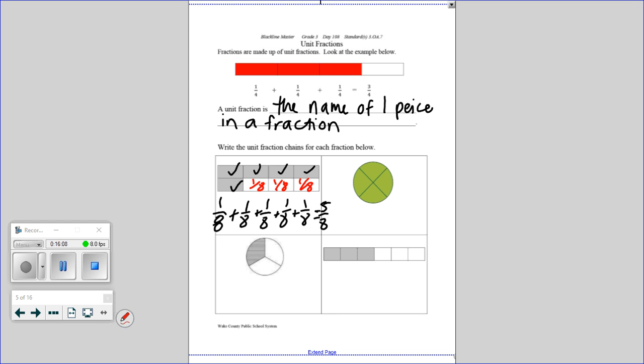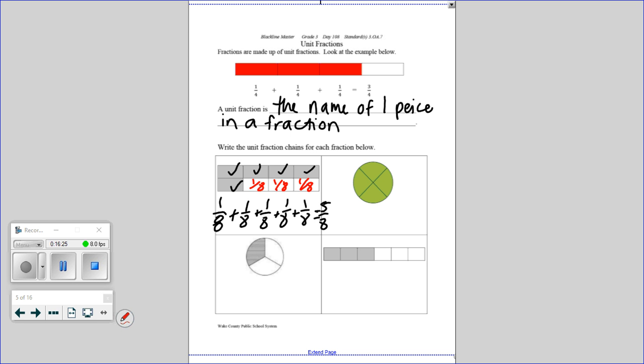By the time I get to 0, you need your circle model drawn, broken into fourths. 5, 4, 3, 2, 1. Done. 0. All right, let's make our unit fraction chain.